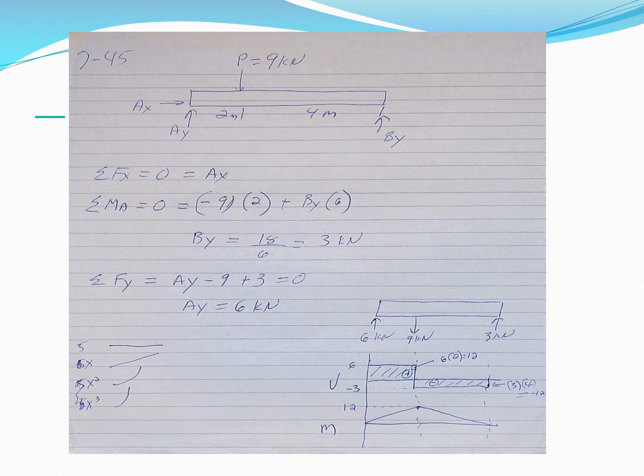Then, when I had BY and that force P, I summed the forces in the Y direction, sum equals 0, and I got my AY. I redrew that down there in the bottom right-hand corner. That's the load diagram. There's 6 kilonewtons pushing up at AY. There's 9 kilonewtons pulling down at the load that's being applied. And there's 3 kilonewtons pushing up at BY.